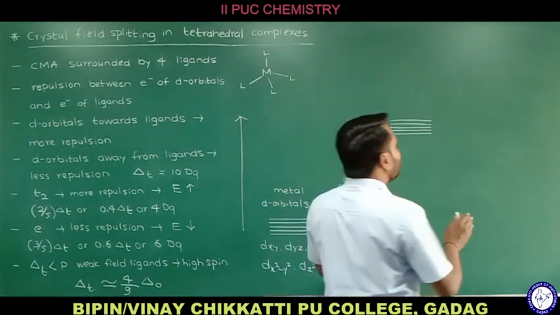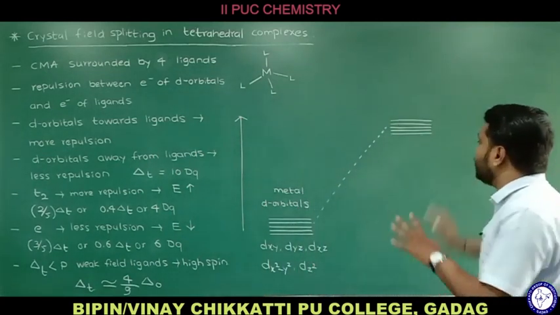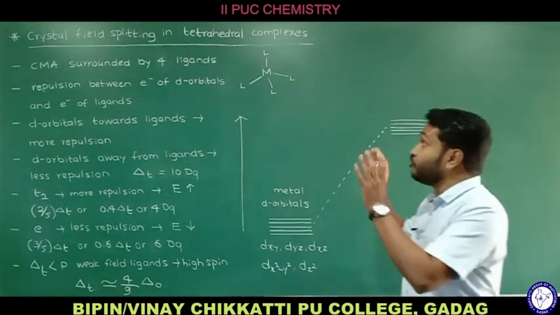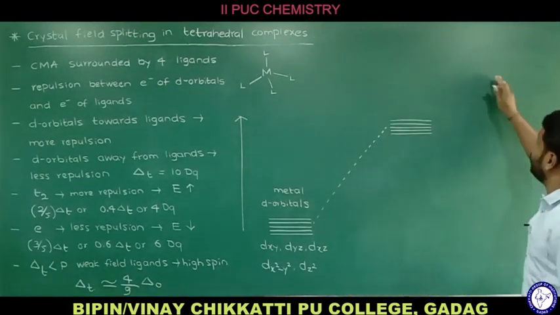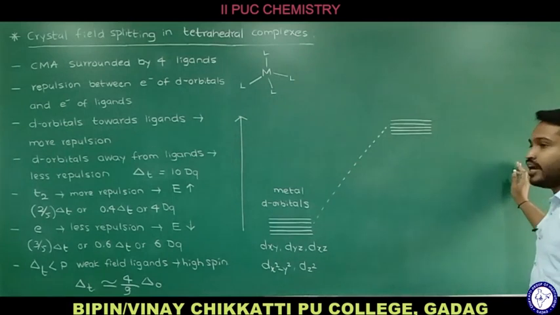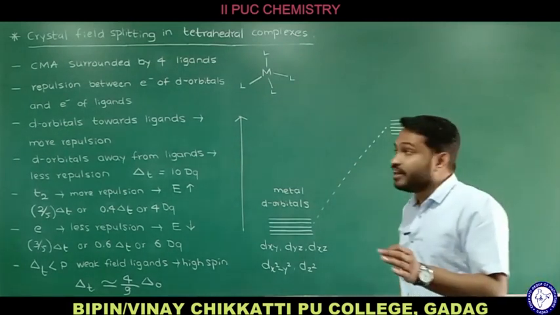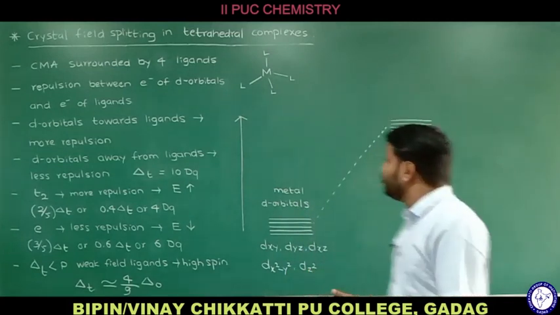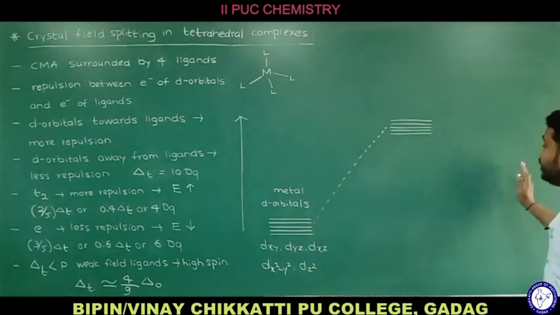And if splitting occurs, we get two different sets of atomic orbitals, T2 and E. In case of octahedral, we used to draw Eg above and T2g below. But in case of tetrahedral, it is exactly opposite, as I mentioned. Therefore, T2 we get above and E we get below.